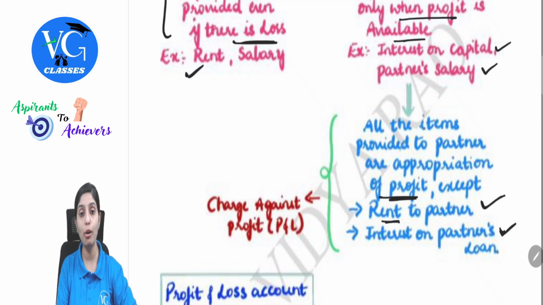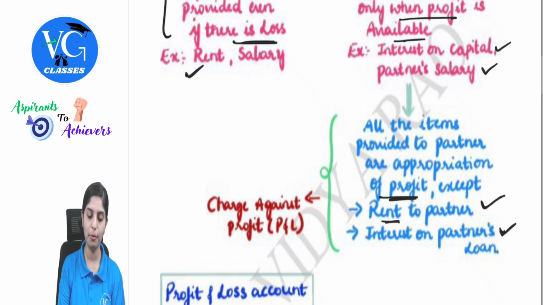Similarly, if I had borrowed a loan from any outsider or a bank, I would have anyway paid interest. Since it is taken from a partner, I cannot disobey this. So therefore, these two become an exception. These are not considered as appropriation of profit. This will still be a charge against profit, and we will record this in the profit and loss account itself. I hope this point is clear to all of you.